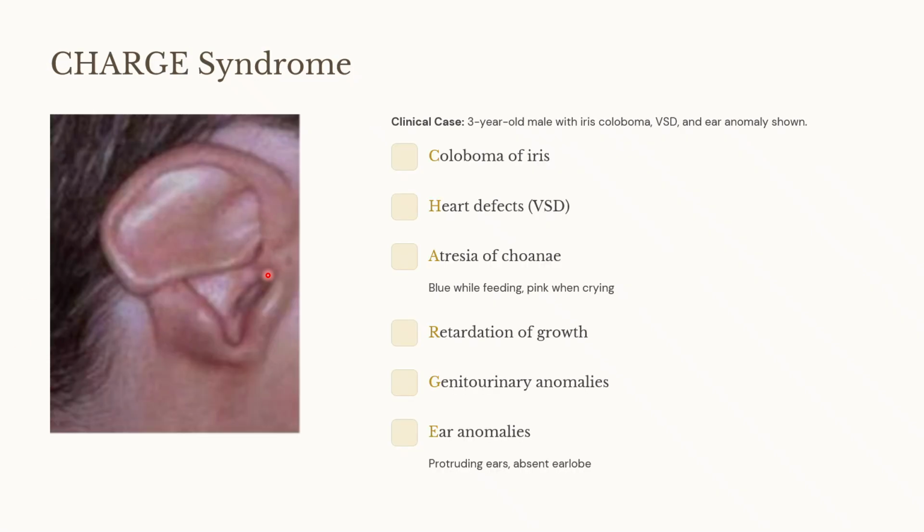So here you see a typical ear defect, and they can ask you what is the other associated feature. Ear defect is mostly seen in CHARGE syndrome. C stands for coloboma of the iris, H stands for heart defects, A stands for atresia of the choana, R stands for retardation of growth, G stands for genitourinary anomalies, and E stands for ear anomalies. So they can give you some symptoms, and then they can ask you what is missing or what one can be prone to develop later. So any combination of those can be given.